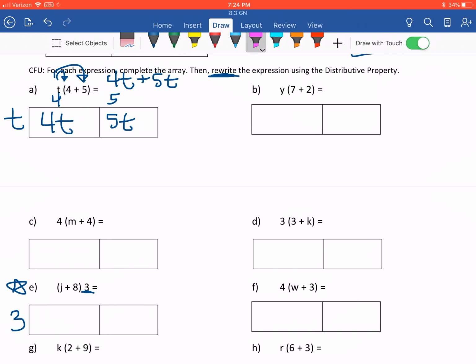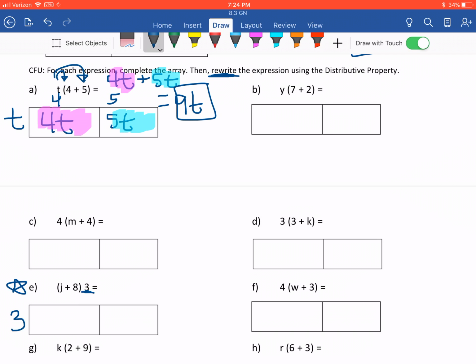And if I think about it, it makes sense. Here's 4t from my first square, and here's 5t from my second square. Technically on this one, 4t and 5t are like terms, so I should combine these to make 9t. Not 99t.